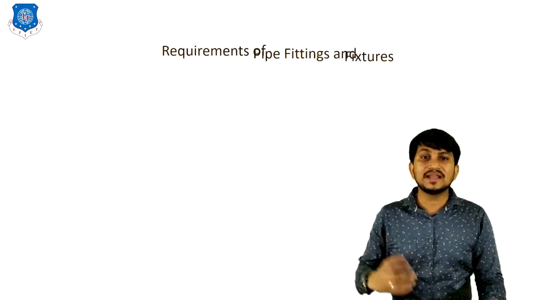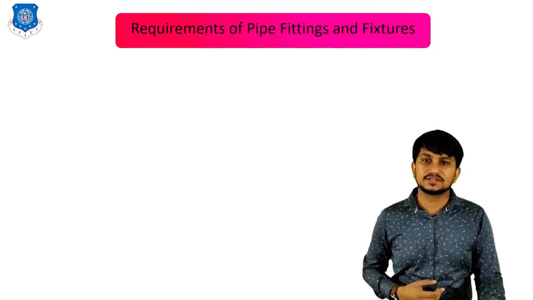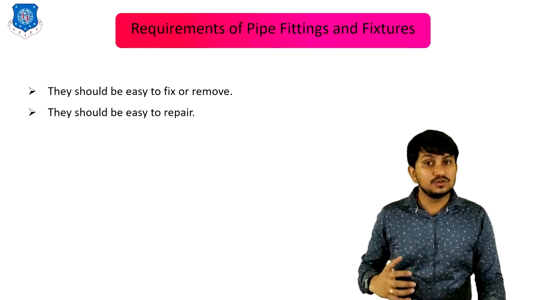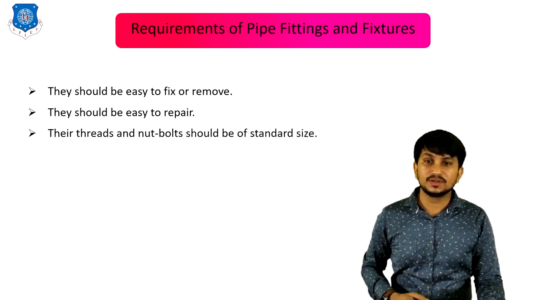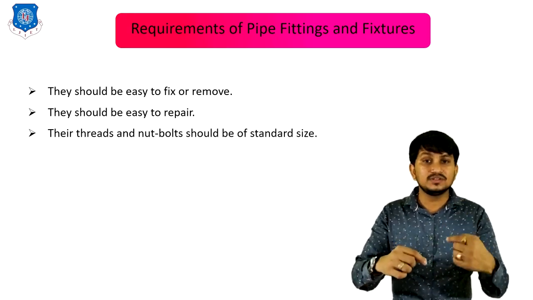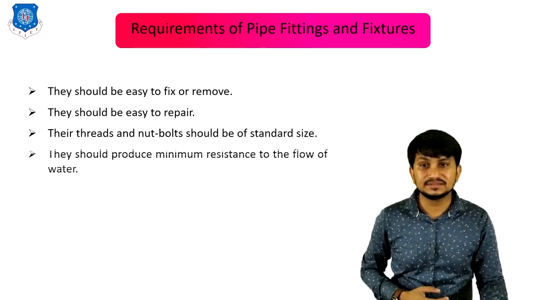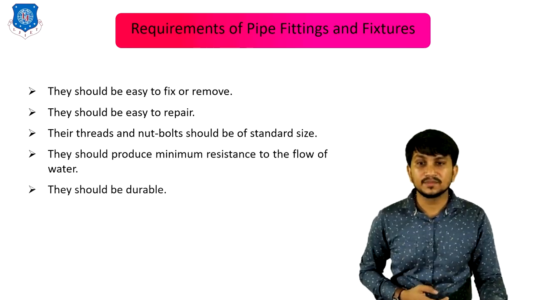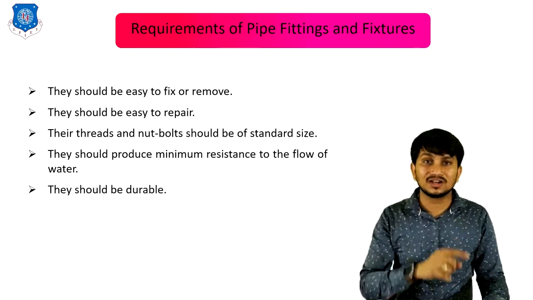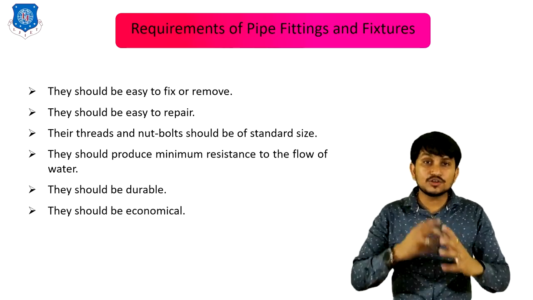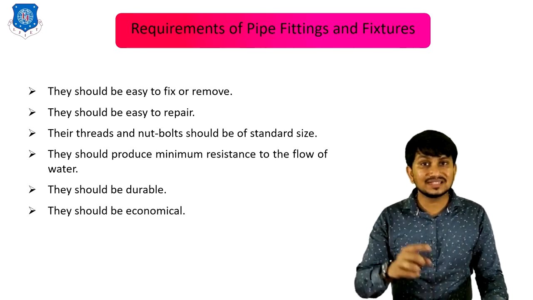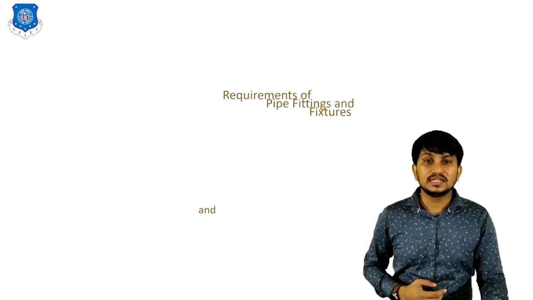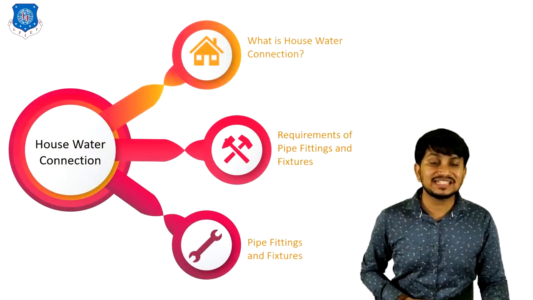Now let's see the requirements of pipe fittings and fixtures. They should be easy to fix or remove. They should be easy to repair also. Their threads and nut bolts should be of standard size. They should produce minimum resistance to the flow of water. They should be durable or long lasting. They should be economical, with a lower price. Their operation should be simple. That's all about the requirements of pipe fittings and fixtures.